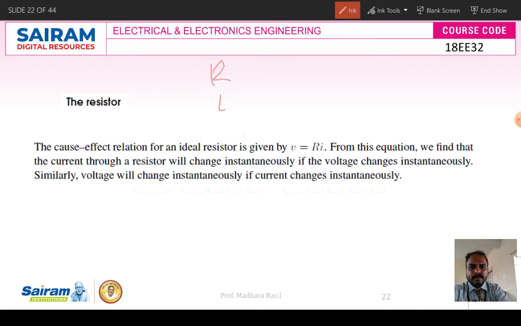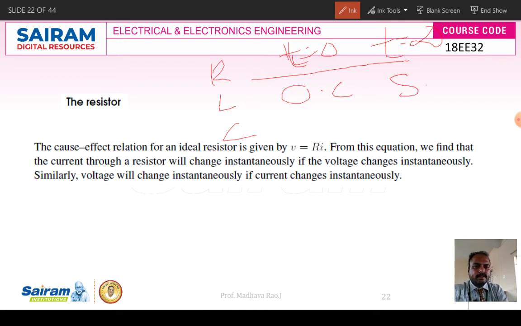So, R, L, C, the t is equal to 0 condition and the t is equal to infinity condition. The resistor is the same; it does not change anything. The inductor at t is equal to 0 acts as an open circuit, and at t is equal to infinity, it acts as a short circuit. For the capacitor it is opposite. At t is equal to 0, the capacitor acts as a short circuit, and at t is equal to infinity, the capacitor acts as an open circuit.